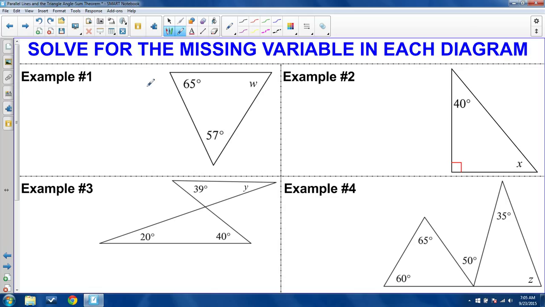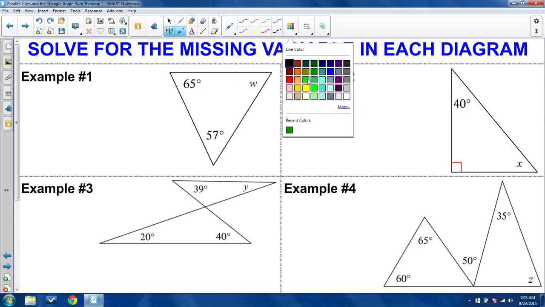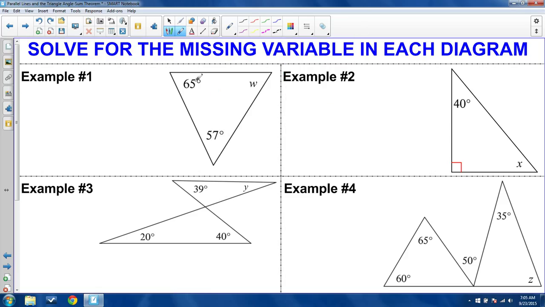So let's do some examples where we now know that triangles add up to 180 degrees, and you might have to know some other information about your triangles, such as in examples 3 and 2, and 4. Actually, there's some other information. But the first one here, number 1, the only information that they give you are the two interior angles, 65 and 57, and a third measure W, and that's what we're trying to find.